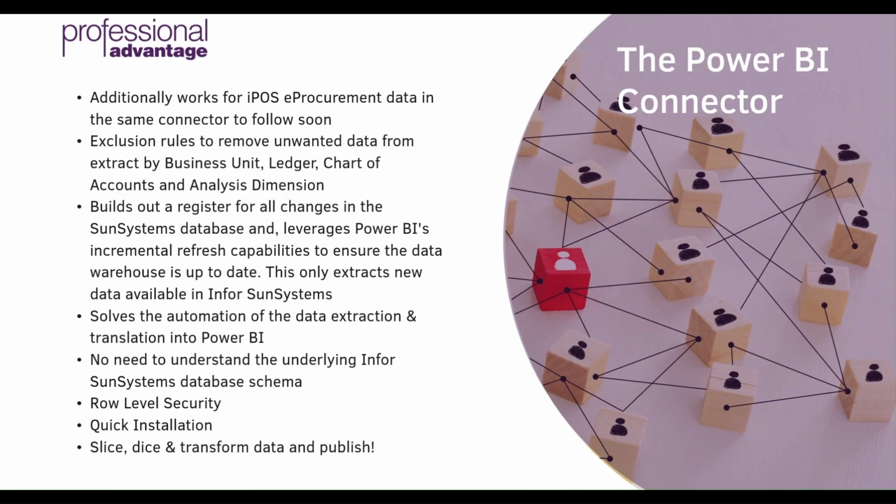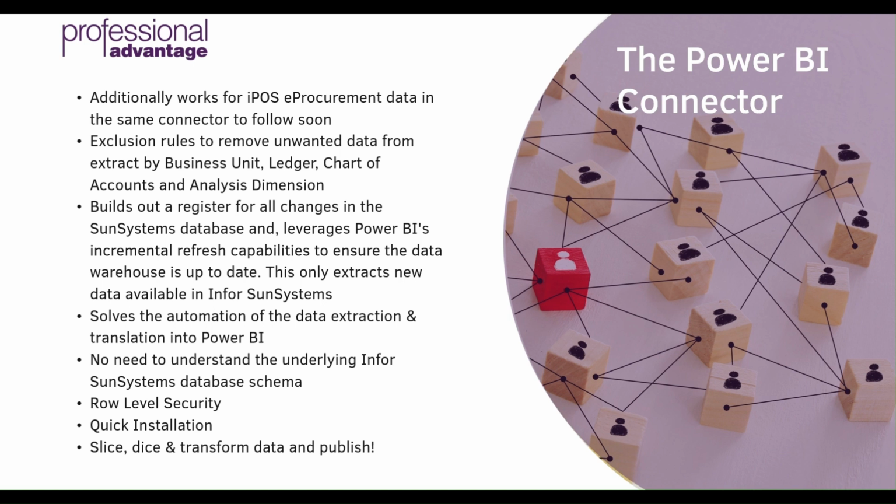So to summarize, at current, the Power BI connector is purely for Sun Systems ledger transaction details, and we can pull out all the ledger information from your analysis codes, your T codes, general description fields. We are looking to also include the IPOS e-procurement data in the next release. You're able to also have the exclusion rules to remove unwanted data from those business units, the ledger chart of accounts, and the analysis dimensions.